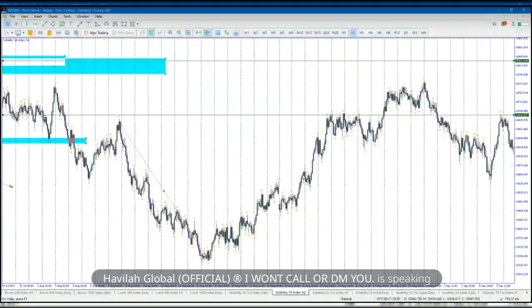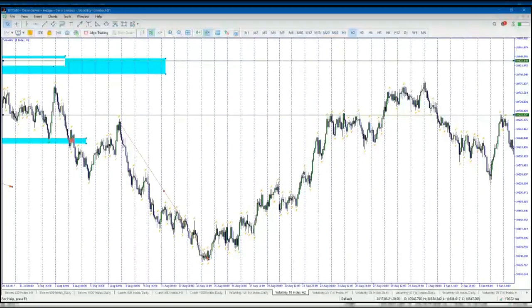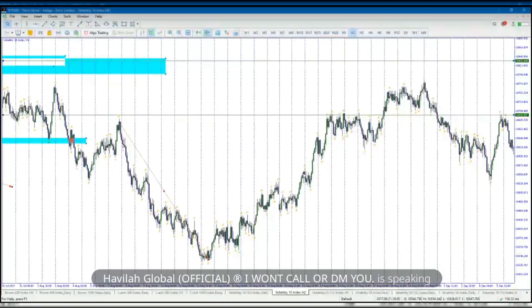Trading is just observing, taking action, sitting back to see what happens, observing, taking action, sitting back to see what happens. The cycle continues like that.